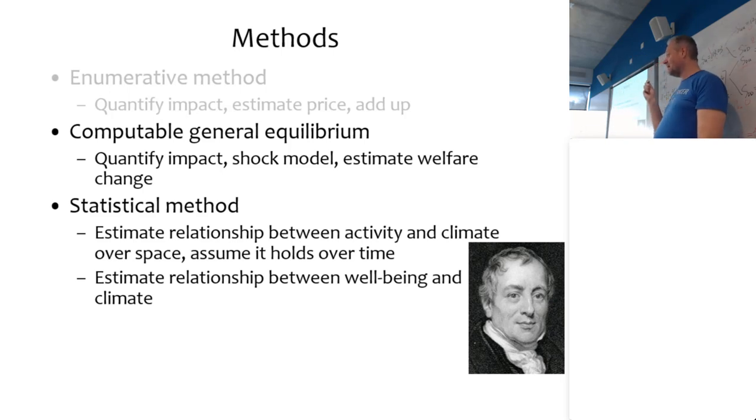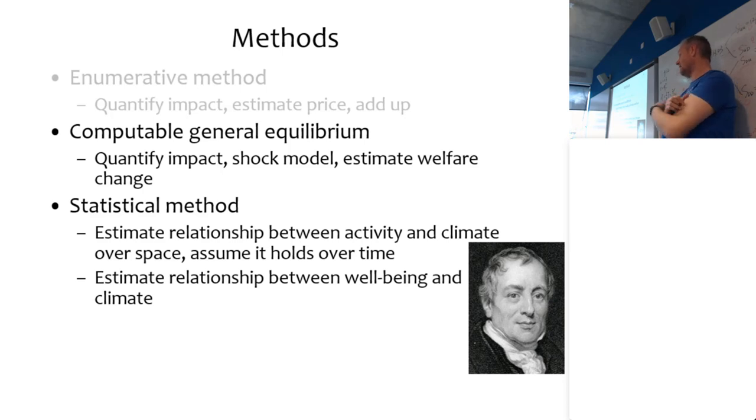And then they made a leap of faith and assumed that this relationship holds over time as well. And then they simply project the future climate onto the current relationship and say, well, this is how things are going to change. The good thing about this is that we don't need to make assumptions about how farmers will adapt to climate change, because we observe how farmers have adapted to climate change, right? All that is included in the estimated relationship. So that is a good thing.